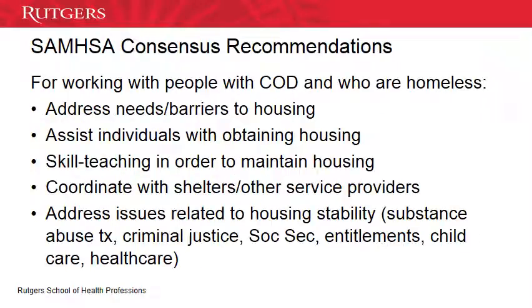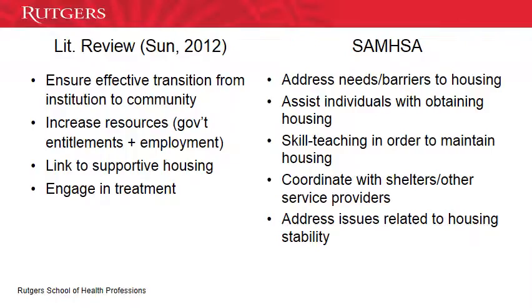So the consensus recommendations from SAMHSA for people with co-occurring disorders who are homeless are that they really need to address the needs and barriers to housing first and foremost, whether that be assisting individuals with obtaining housing, skill teaching in order to maintain housing, or coordinating with shelters and other providers related to discharge. And then the need to address issues related to housing stability, substance abuse, criminal justice, Social Security entitlements, child care, health care issues.